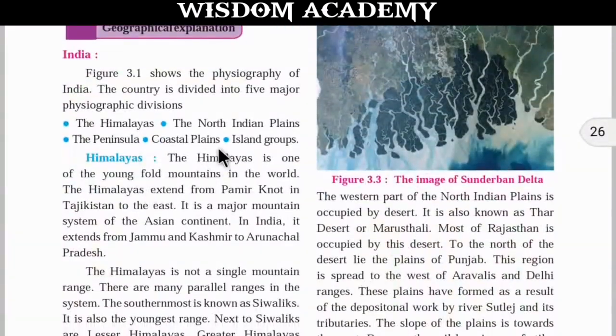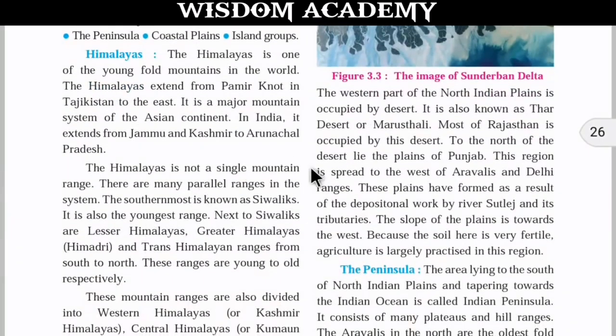See, the Himalayas is one of the young fold mountains in the world. Last year we studied about Himalayas. It extends from Jammu Kashmir to Arunachal Pradesh. The Himalayas is not a single mountain range. There are many parallel ranges in the system. So a Himalayan mountain range is one that starts from Jammu Kashmir and ends in Arunachal, like a range.